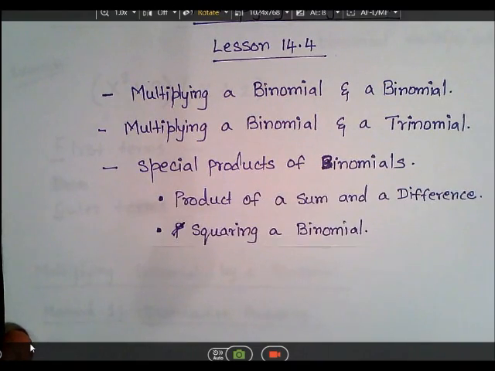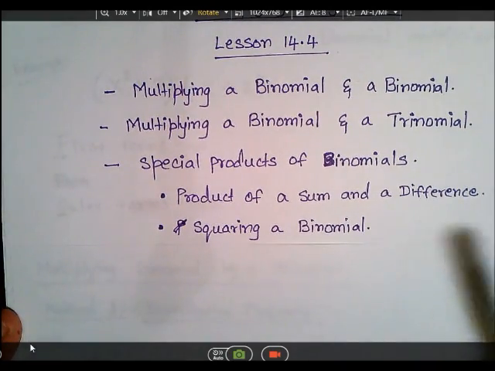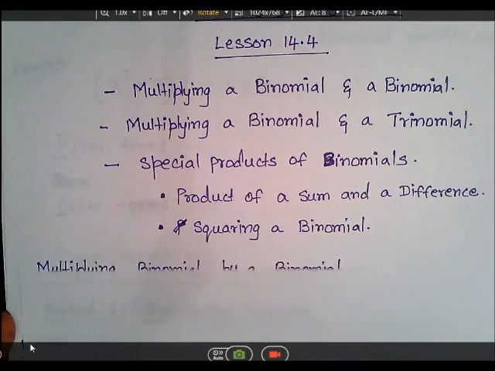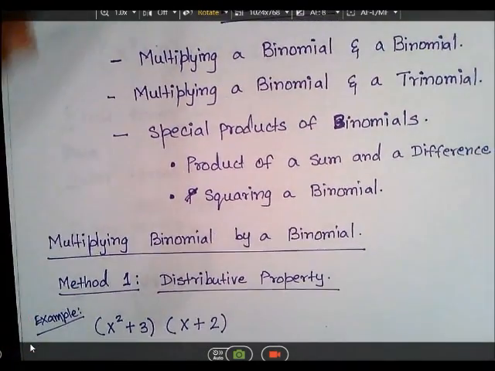The special products are two types. One is the product of a sum and a difference, and the other is squaring a binomial. We will learn about all these things when we get to that topic. Alright, so let's start with multiplying a binomial and a binomial.